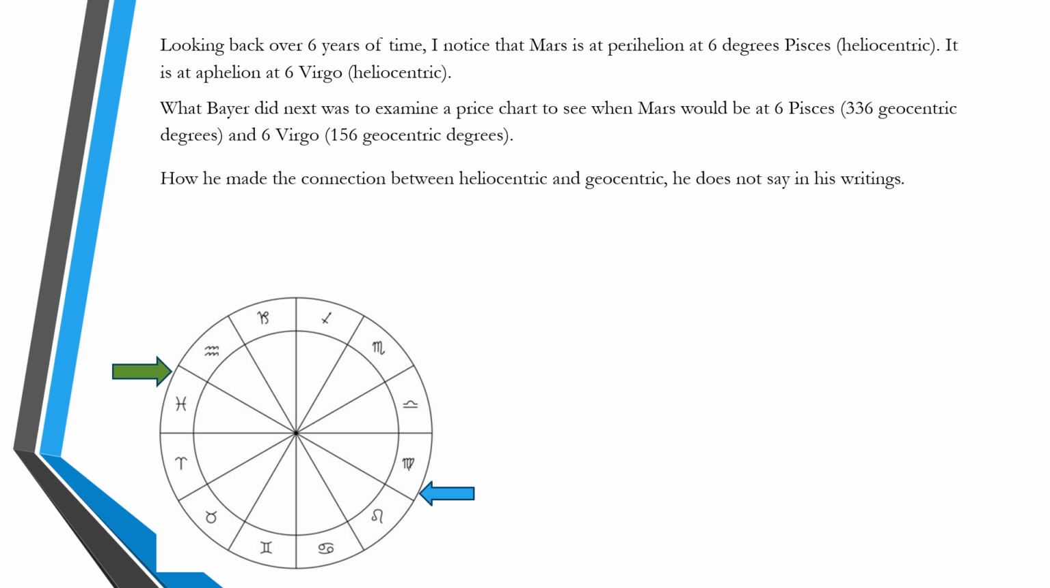And so again, Bayer said, okay, 6 degrees of Pisces is 336 degrees. Let's just call it 336 geocentric degrees. And 6 of Virgo is 156 degrees. Let's just call that 156 geocentric degrees. Again, how he made that leap in logic, don't know. But I'm going to show you now on some charts here what happens when Mars passes 336 and 156 geocentric degrees.